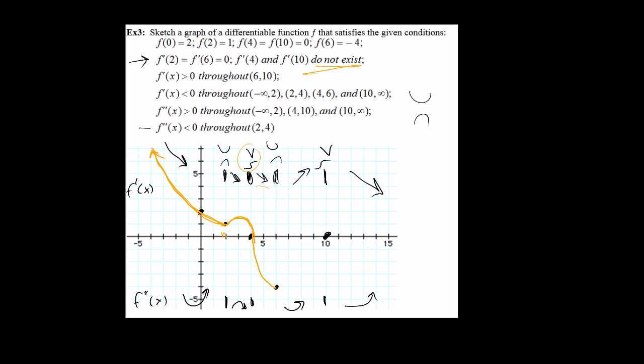At this point, we are increasing our slope, we're still concave up, and we know it's either a minimum or a maximum. So we come up here. At 10, we know that it does not exist, so it's going to be either a turn or a cusp.